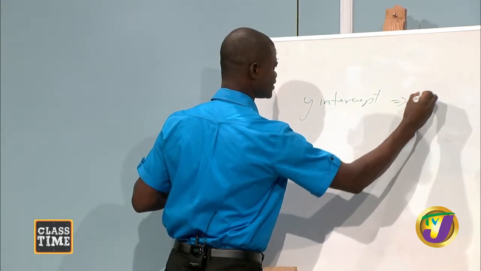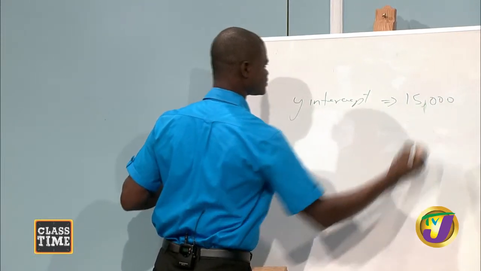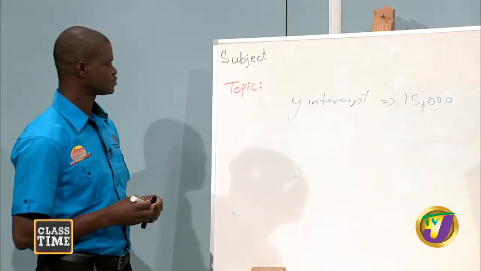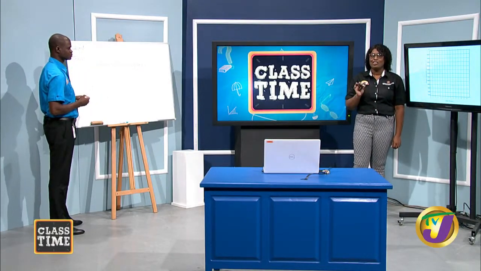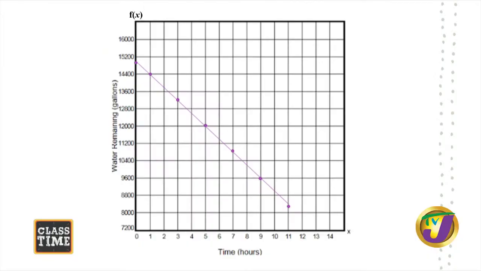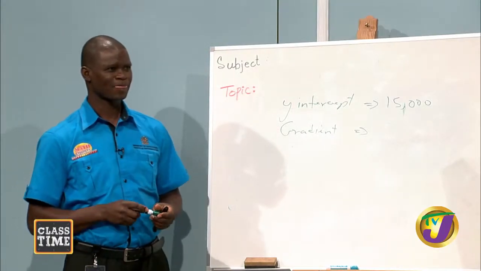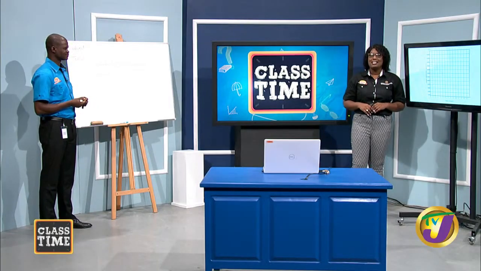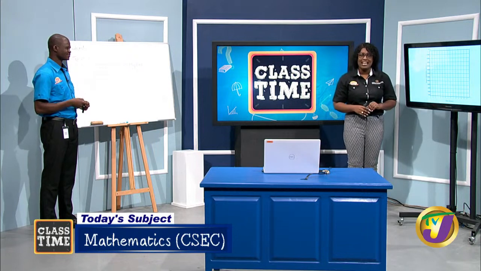And that is 15,000. Okay. And we also need to identify another very important thing, and that is our gradient. So going back to the graph, we now need to ascertain our gradient of this particular function. Now, guys, I know that you've looked at gradients before, and you know how to mathematically work out the gradient of this particular line.